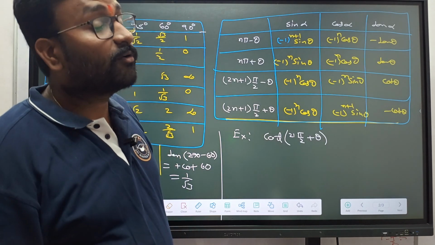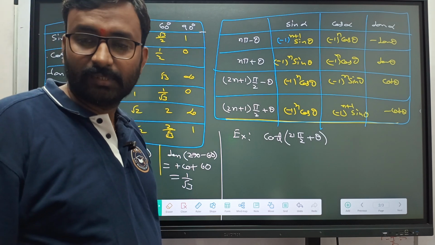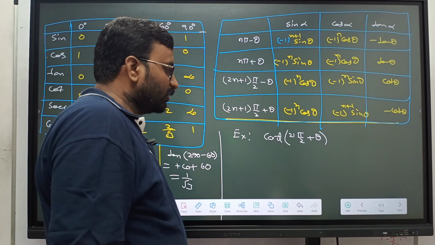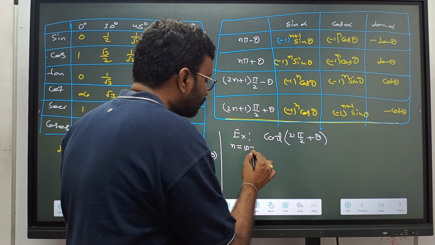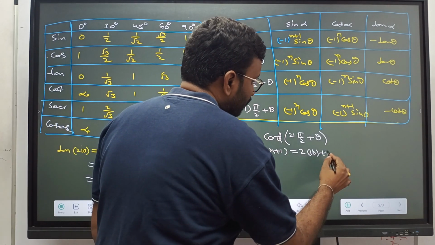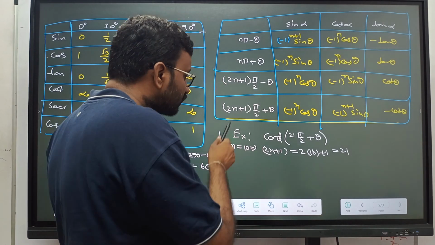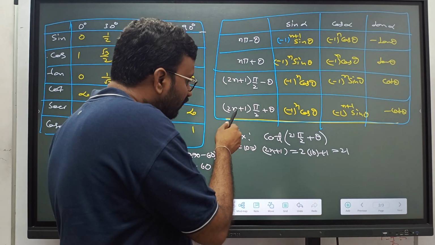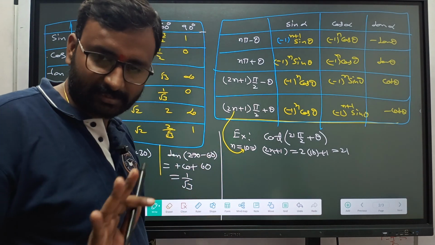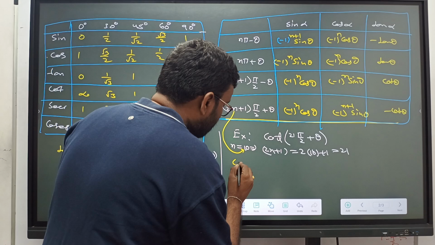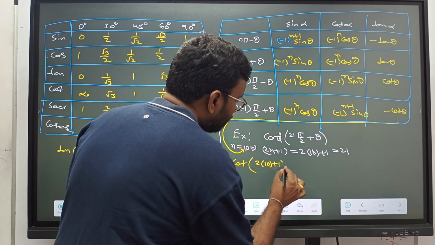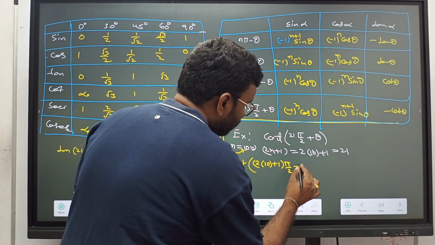10, correct. If we don't know, how? Easy. Equate it to 21, then you will get the n value. So if you write n equal to 10, then 2n plus 1 becomes 2 into 10 plus 1, which is 21. So clearly it is in this form. The n value is 10. Clear? Cot of 2 into 10 plus 1 into pi by 2 plus theta.